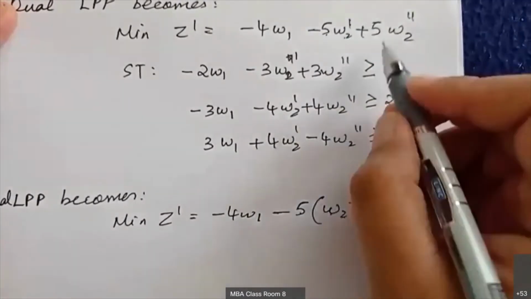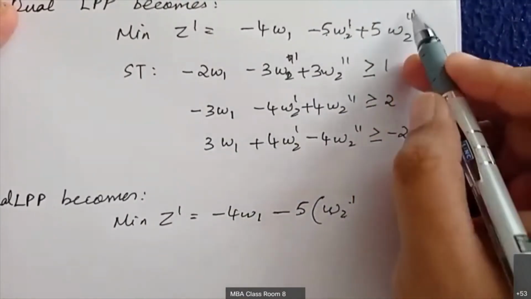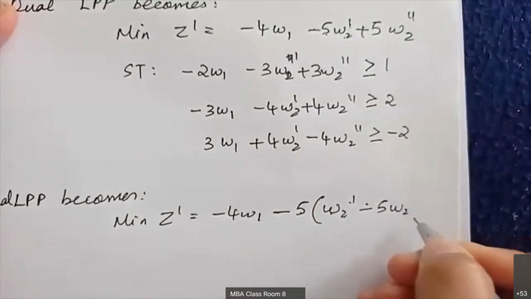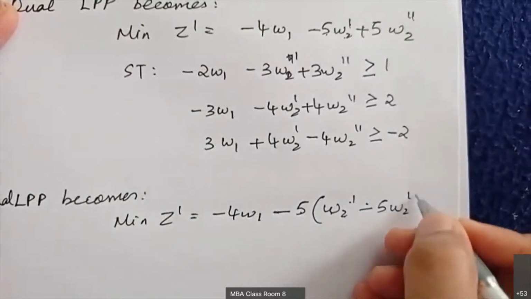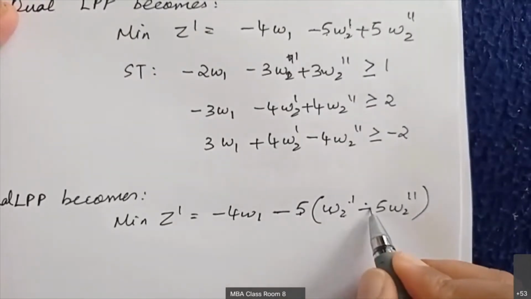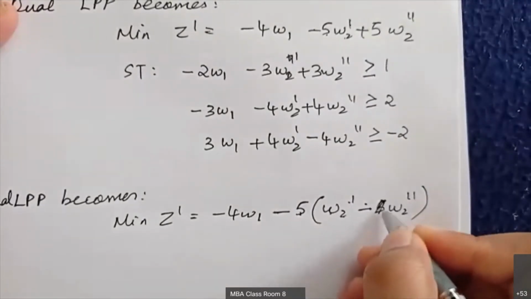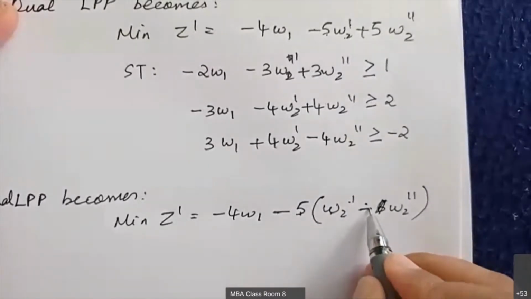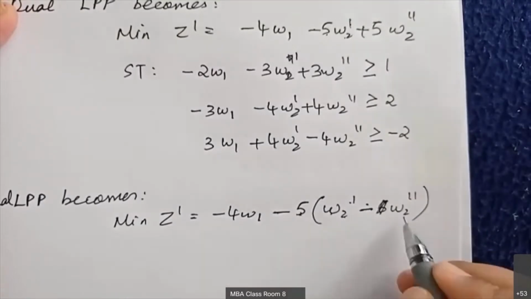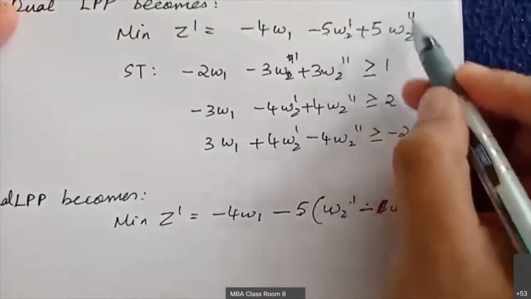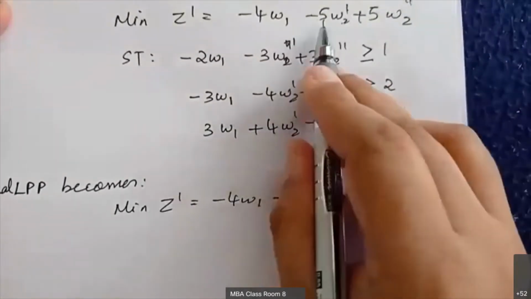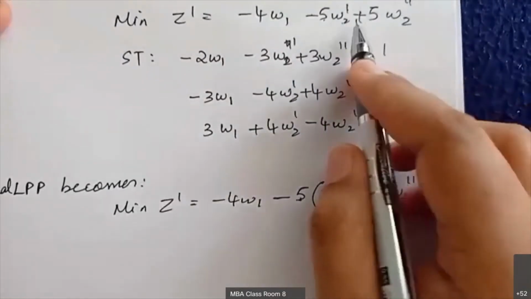Next one, I have to get 5 W2 double dash. For that I will write minus 5 W2 double dash. If I open the bracket, what will I get? Minus of 5 into minus W2 double dash. Minus into minus will become plus. So 5 W2 double dash, that is what you have, 5 W2 double dash. Is it clear? I'm just taking minus 5 outside, so that I will get these two variables in a single bracket.